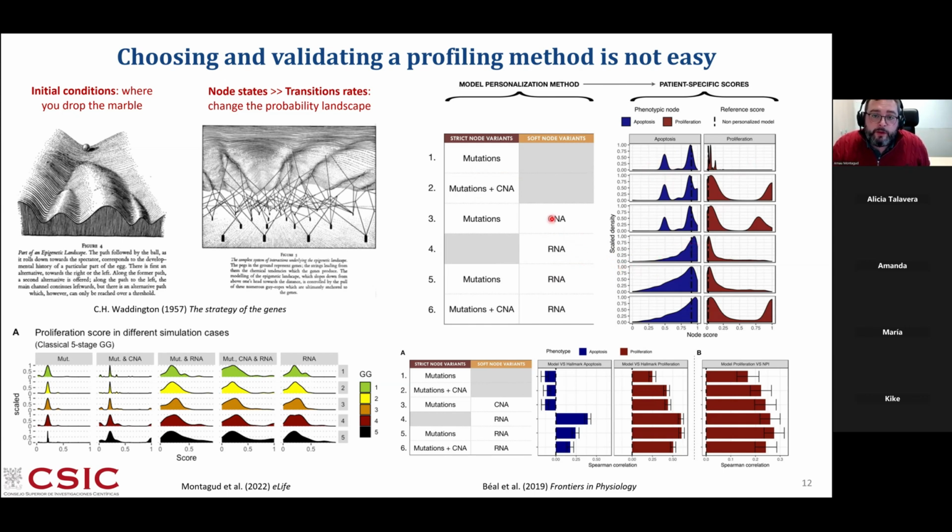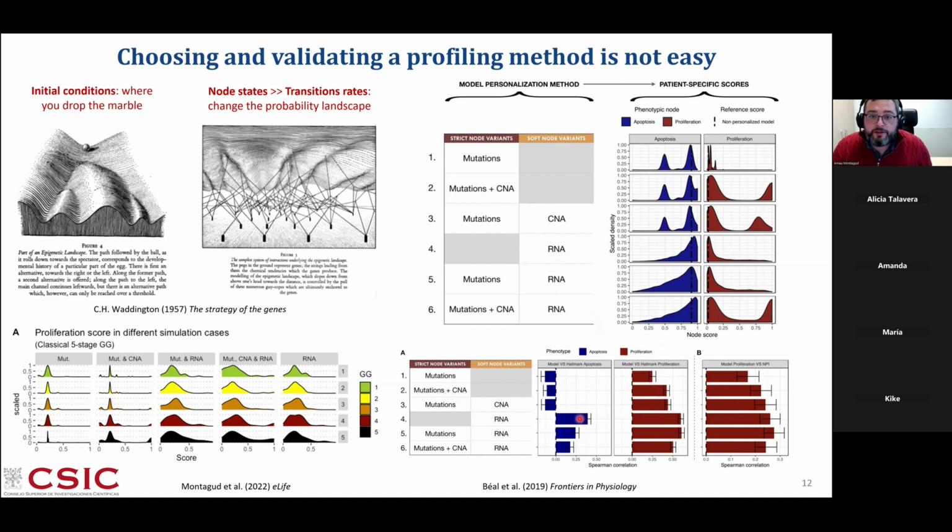Then the problem is, okay, which one is better? What combination here is better in order to personalize my models? And for this, what we usually use is two things. One is hallmarks. So we remove from the hallmarks the genes considered in personalization. And for the rest of the genes, we compare the value of this apoptosis score with this hallmark. And we get a correlation: the better the correlation, the better my model is capturing this apoptosis hallmark, and the same for proliferation.